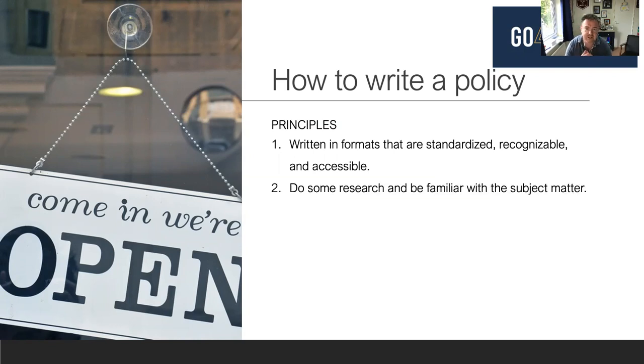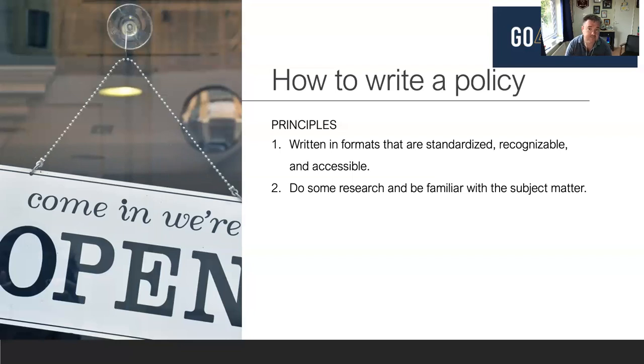When writing a policy, do some research and be familiar with the subject matter. Ideally, you'll bring in some external experts in a subject area, people who are familiar not only with the specific subject of the policy, but also with the goals, the purpose, the objectives of your organization, how it's run, what its internal functions are, so that they can write a policy that is highly relevant to you.